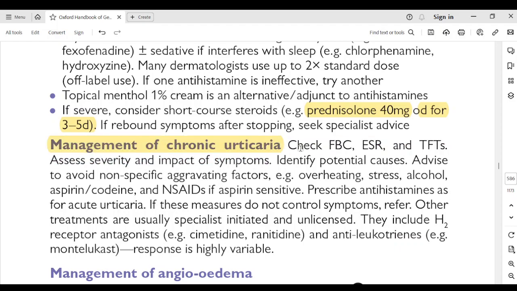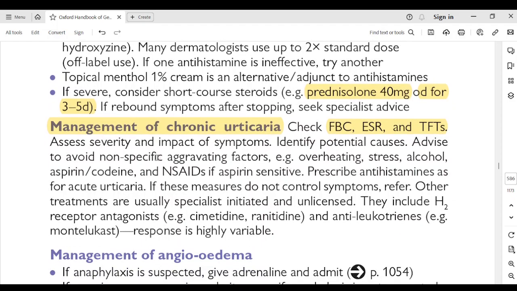Management of chronic urticaria. Check FBC. Check the full blood count, ESR, thyroid function test. Assess the severity and impact of symptoms. Identify potential causes. Advise to avoid non-specific aggravating factors like overheating, stress, alcohol, aspirin, codeine, and NSAIDs if aspirin sensitive.